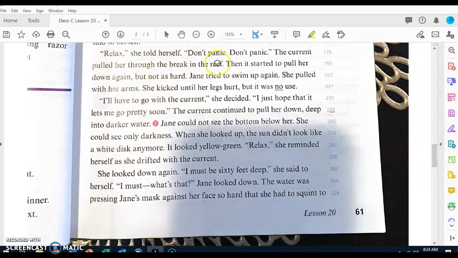Relax, she told herself. Don't panic, don't panic. The current pulled her through the break in the reef. Then it started to pull her down again, but not as hard. Jane tried to swim up again. She pulled with her arms. She kicked until her legs hurt, but it was no use. I'll have to go with the current, she decided. I just hope that it lets me go pretty soon.